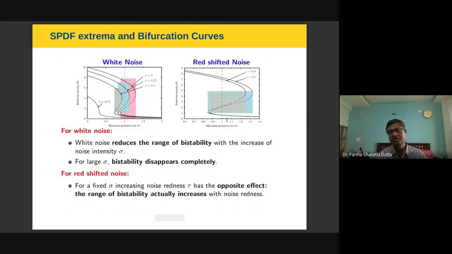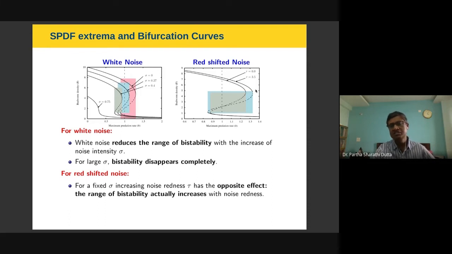So now if I draw the SPDF extrema, which has some similarity with the bifurcation curves, we see that when there is no noise, I could purely see the bistability, highlighted with this pink color. If I increase the noise intensity, the bistable regime has reduced, which is marked with the cyan color. And if I increase even more, it has reduced even more, which is marked with gray color for sigma equals 0.4. The moment it crosses an even higher value, let's say sigma equals 0.75, I see that there is no more alternative steady state. And so, whichever initial condition you take, the system will actually settle in the vicinity of the lower steady state.